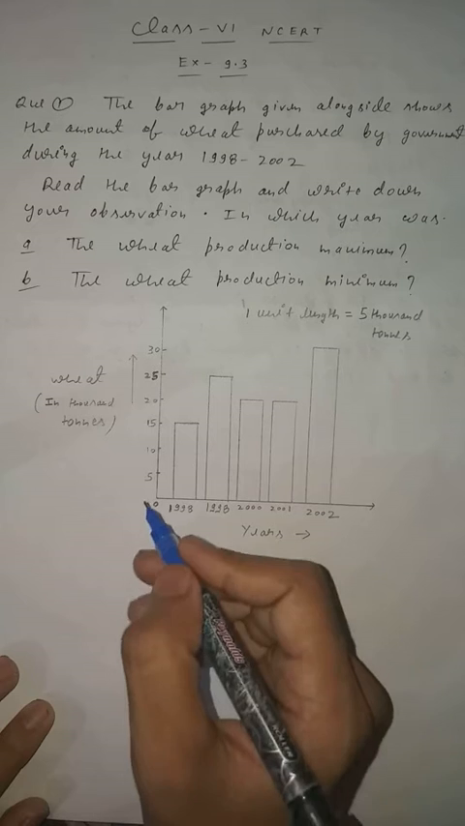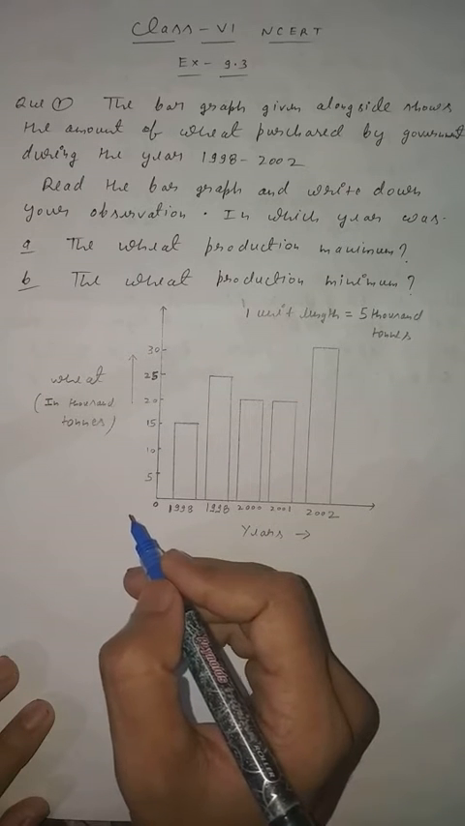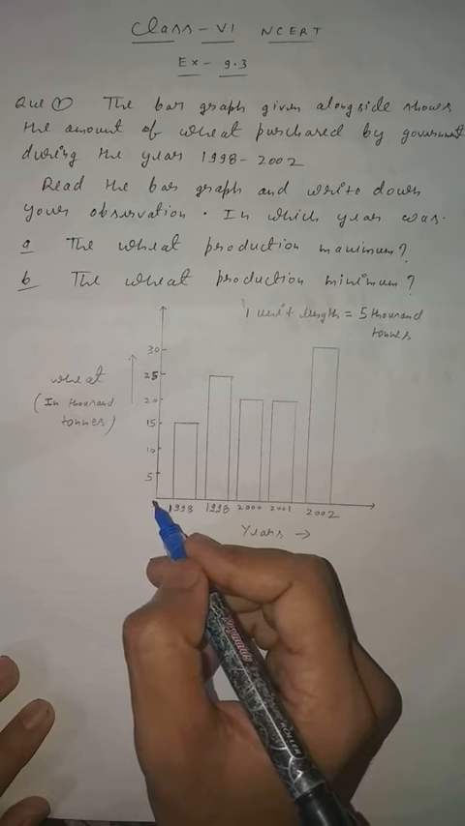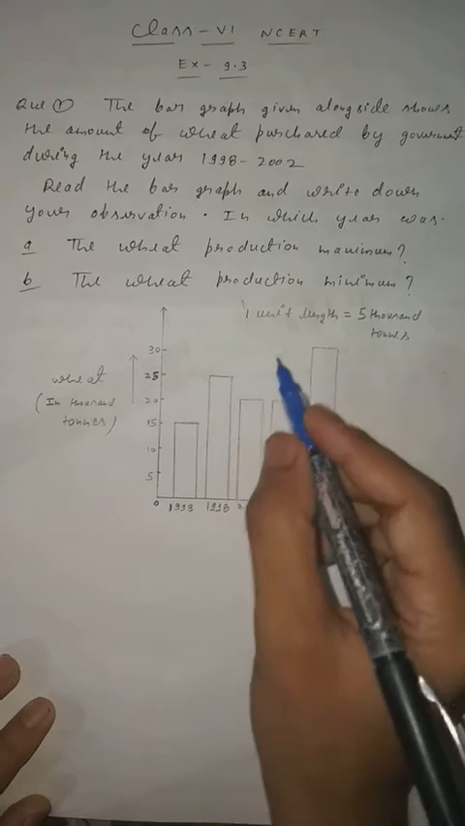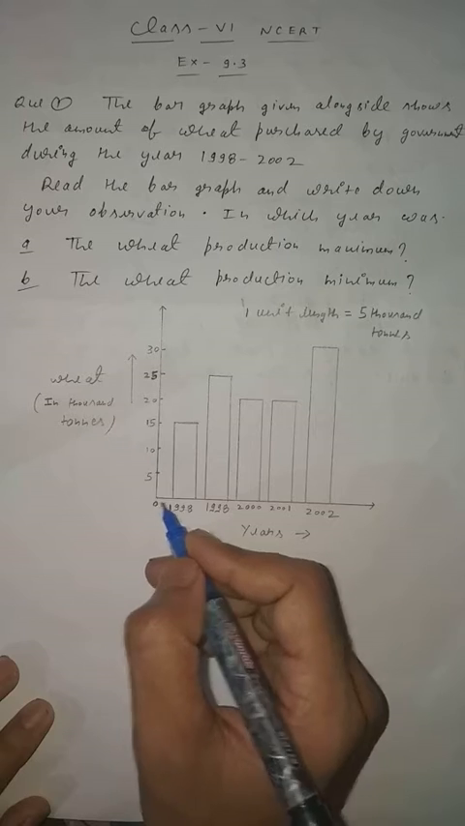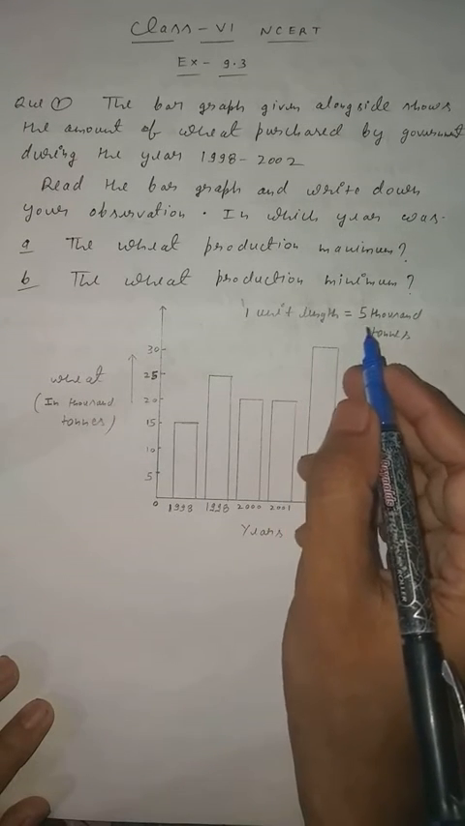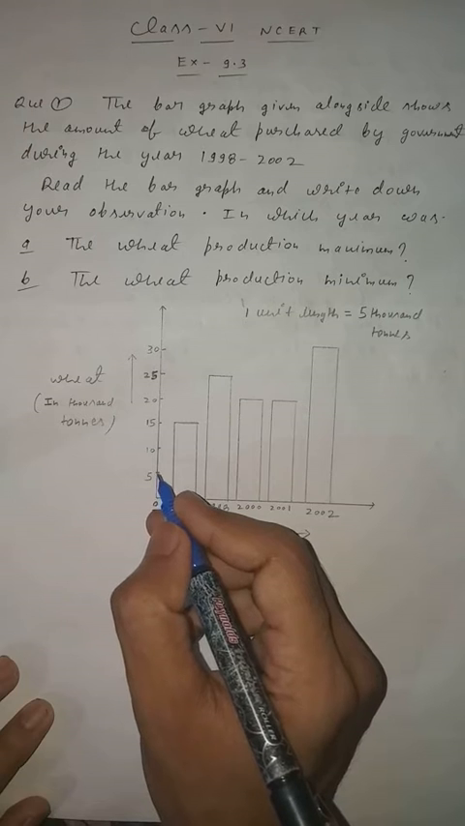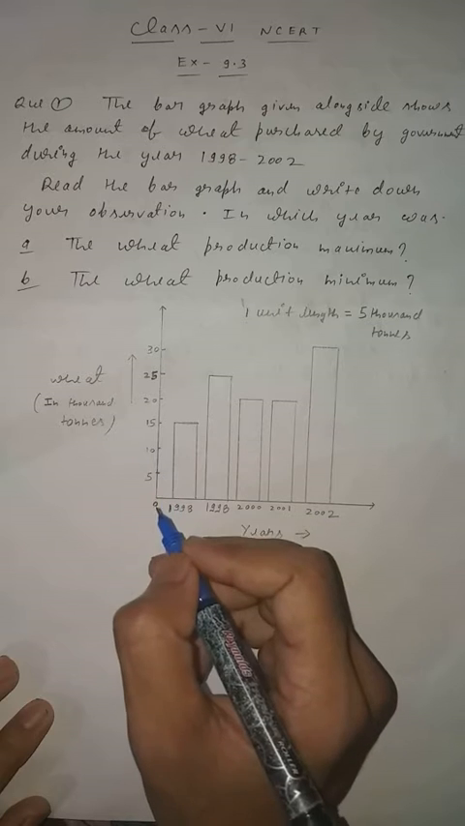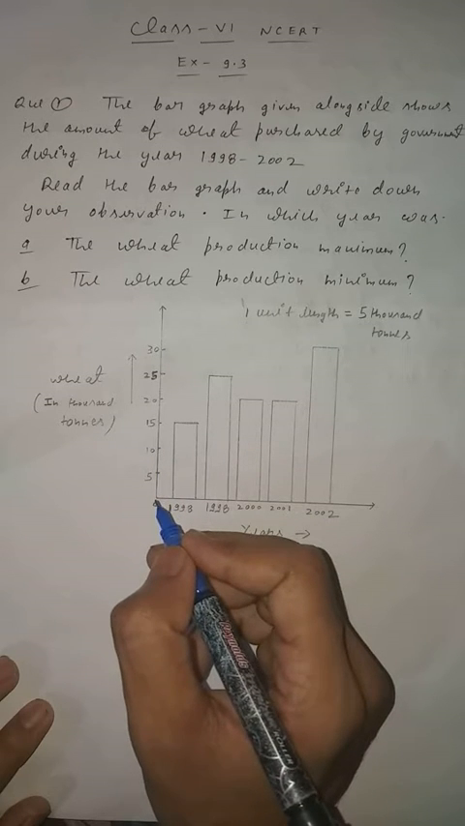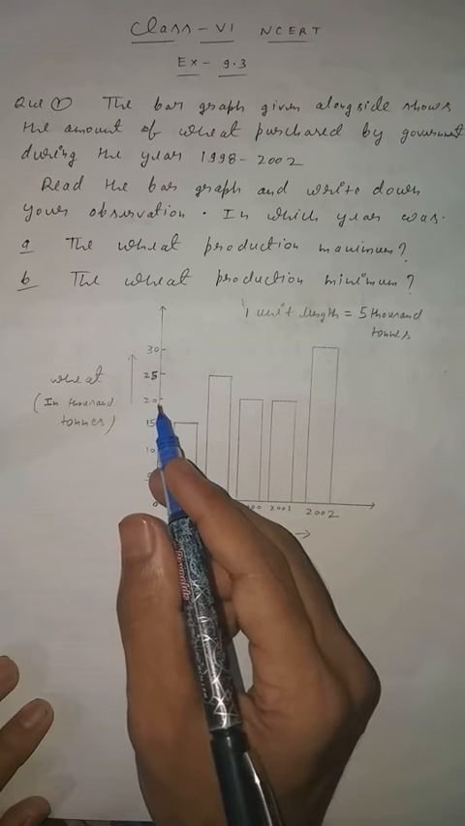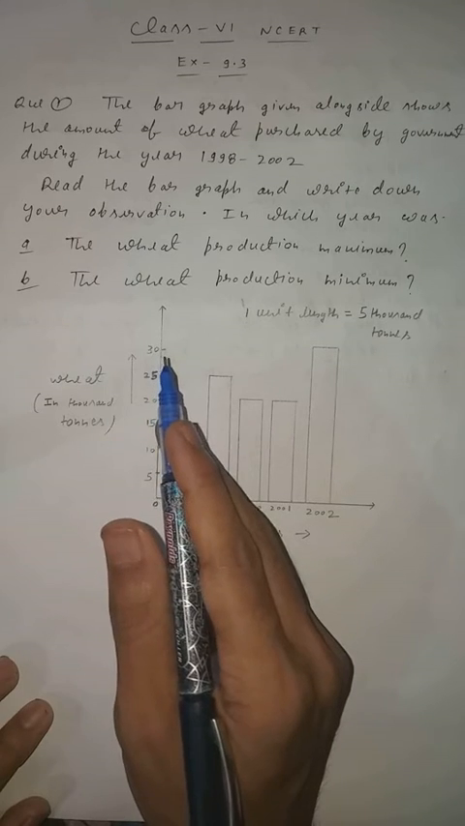It means you have to start from 0. In the previous video I explained that you always start from 0. So here 1 unit length equals 5000 tons, meaning from 0 the gap is 5000 tons. From here to here is 1 unit, equal to 5000, then the second unit is 10,000. So it goes 0, 5000 tons, 10,000 tons, 15,000 tons, 20,000 tons, 25,000 tons, and then 30,000 tons.